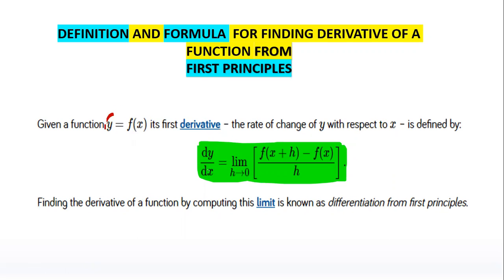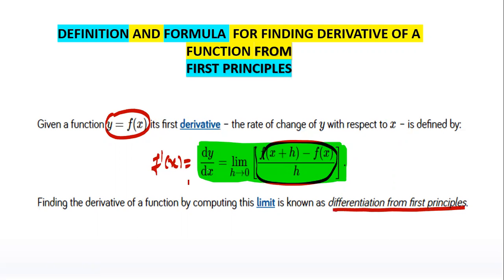Let y equals f(x) be a given function. Then its first derivative is the rate of change of y with respect to x, and it is defined by this. It is denoted by f'(x) equals dy/dx equals limit h tends to 0 of [f(x+h) minus f(x)] upon h. So by computing the limit of this, we can find the derivative of a function, and this is known as differentiation from first principle.